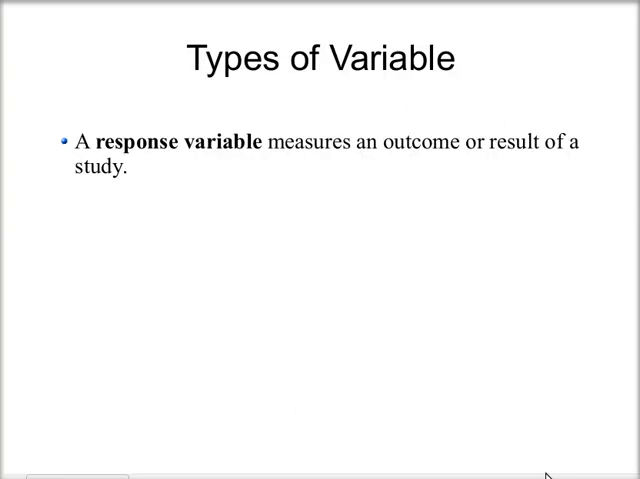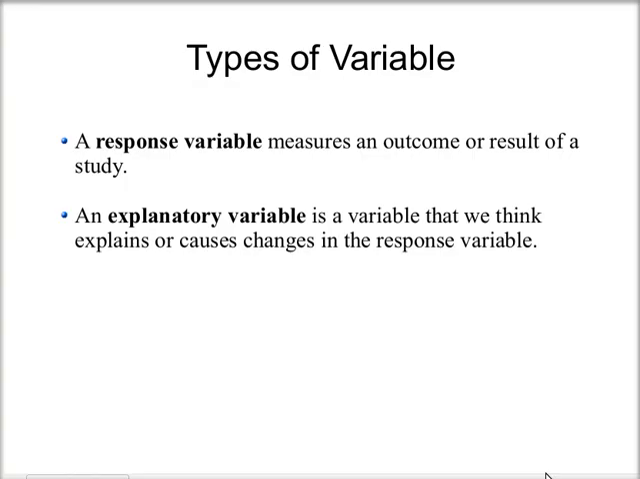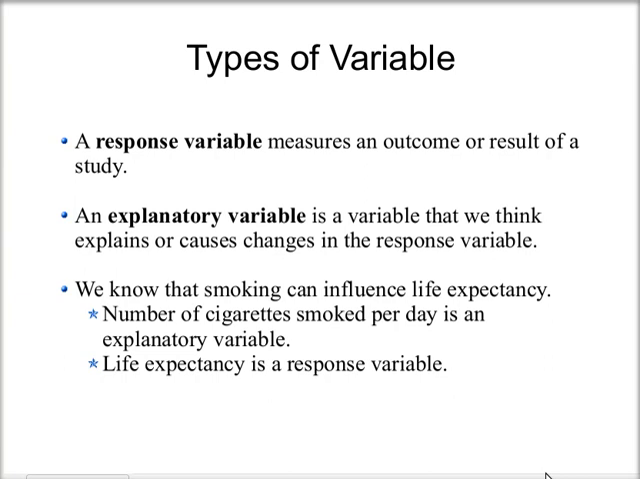First, let's talk about types of variable. A response variable measures an outcome or result of a study. And an explanatory variable is a variable that we think explains or causes changes in the response variable. As an example, we know that smoking can influence life expectancy. People who smoke more are expected to not live as long. So we would say that the number of cigarettes that a person smokes per day is an explanatory variable, and that their life expectancy is a response variable.